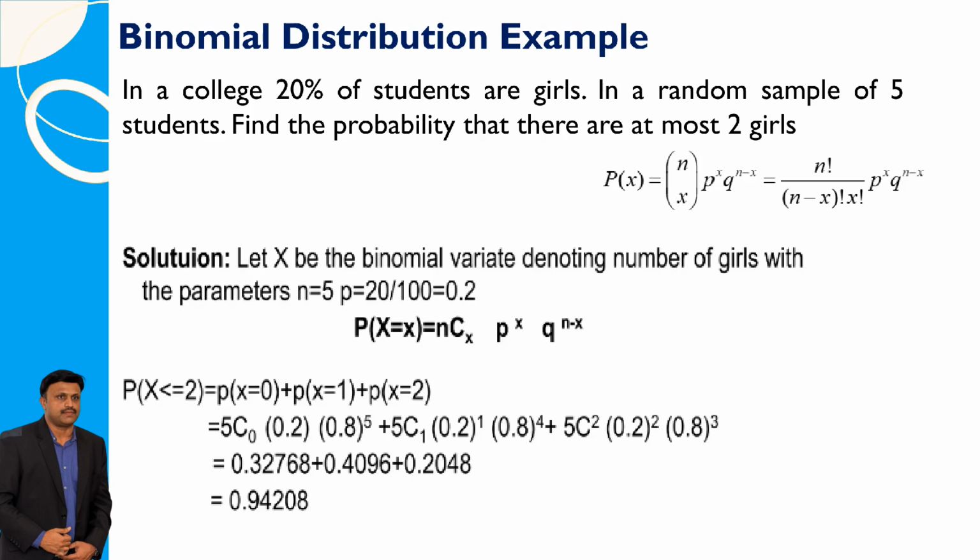In a college where 20% of the students are girls, the probability of having at most 2 girls in a random sample of 5 students can be determined using the binomial distribution with 5 trials and a success probability of 0.20. By calculating the probability of having 0, 1, or 2 girls in the sample, the result is 0.94208.